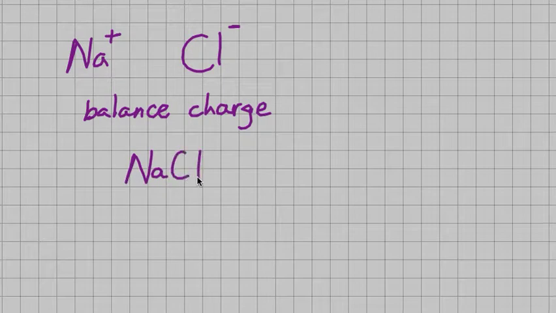When two ions get together, the charge will always end up being 0. You have to balance the charge. So it's very easy to balance plus and minus. All you need is one of each. And so the formula becomes NaCl, sodium chloride.